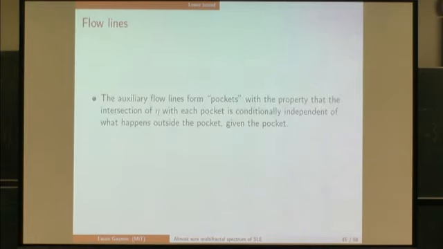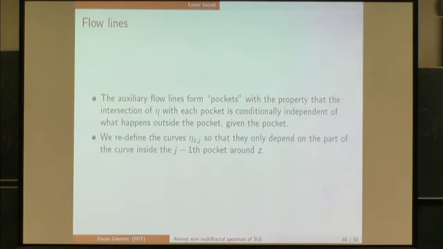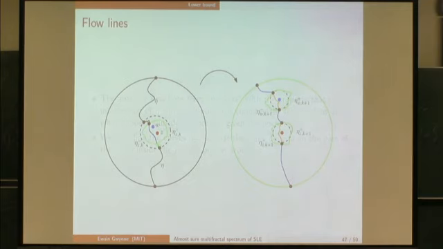Right, so the pockets formed by these auxiliary flow lines have the property that if you condition on the pocket, then what happens inside is conditionally independent given the pocket from what happens outside. And so if we define everything so it only depends on what happens inside the pocket at the previous stage, then we look at the same picture as before, where we have these two points, z and w, at distance of order e to the negative beta k from each other.